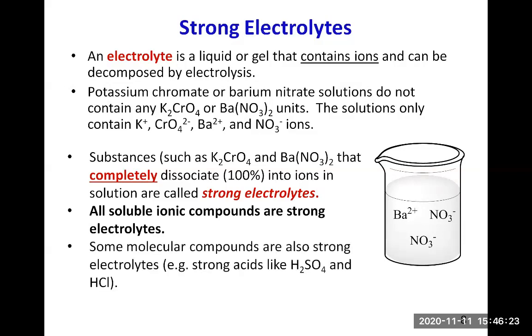Some molecular compounds are also strong electrolytes, like strong acids, like H2SO4 and HCl, which means they dissociate into ions. And in the case of acid, it would be H+ ions, and then in the example of H2SO4, the sulfate ion, SO4 2-, or in the case of hydrochloric acid, HCl, it would be H+ and Cl-.